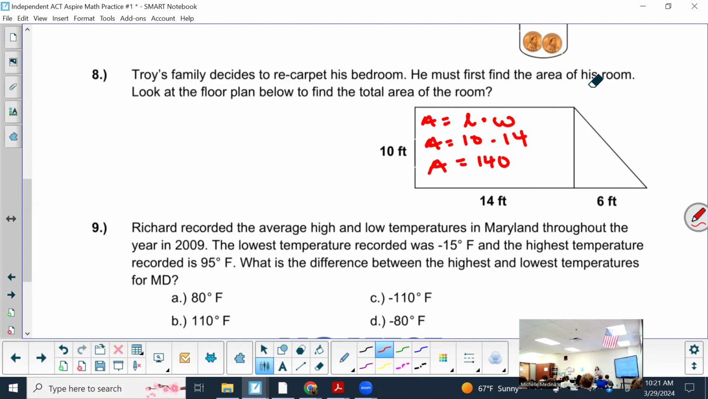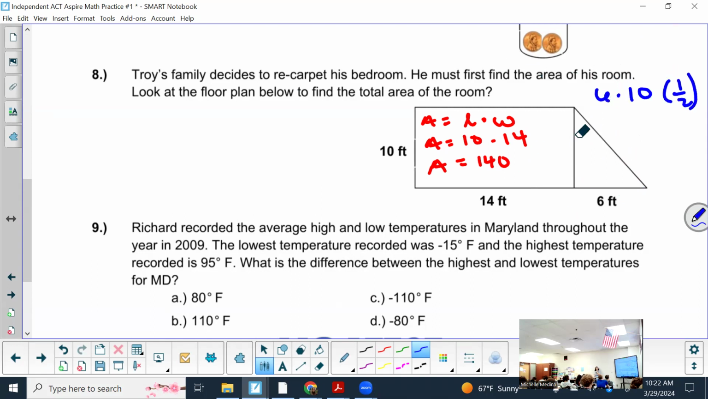So that's something that we expect you to know. Area of the triangle. Look at the information they give you, does it ring a bell? Harvey? Okay, yes, that is right.